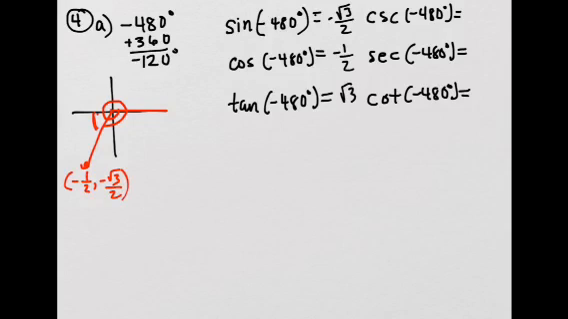Cosecant of negative 480 degrees is negative 2 radical 3 over 3, because remember you take the reciprocal of the original sine theta. Secant would be negative 2, and cotangent is 1 over radical 3, which is radical 3 over 3, because we take this one right here and we do 1 over radical 3 and rationalize it, and that gives us that.